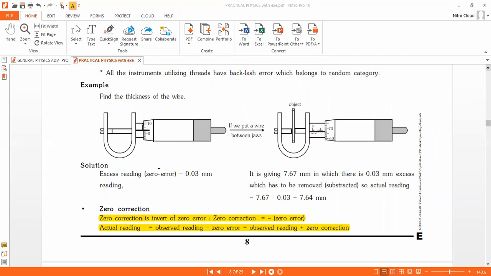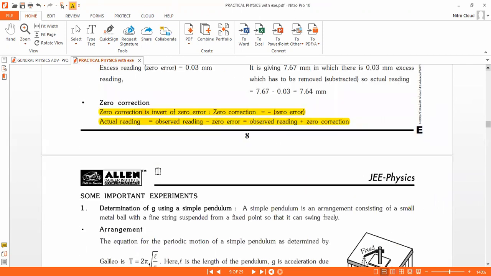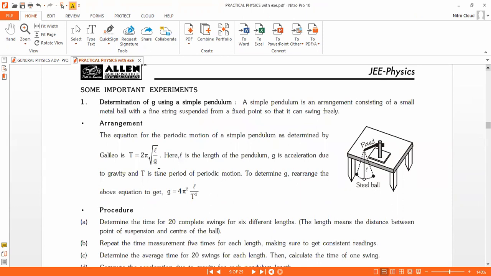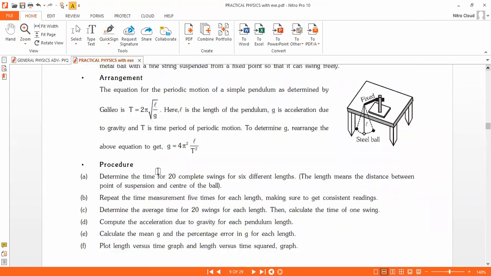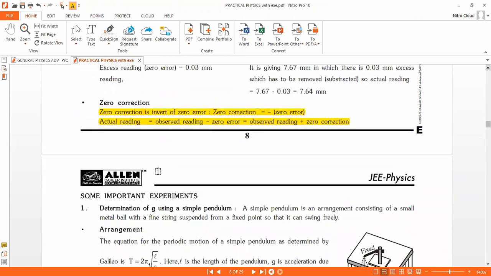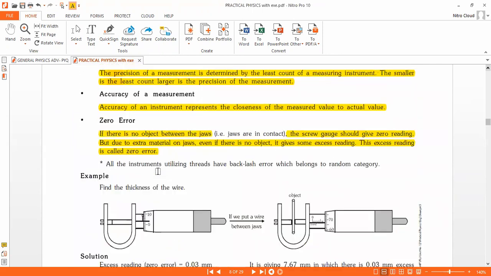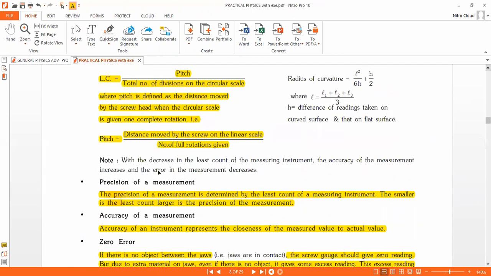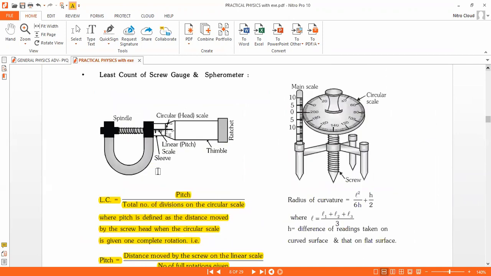Then we'll see another example. Afterwards, we have the simple pendulum and the spherometer. Here they gave the main scale, this is the zero, with readings above zero and below zero. And this one is the circular scale. You can see it from 0 to 20.